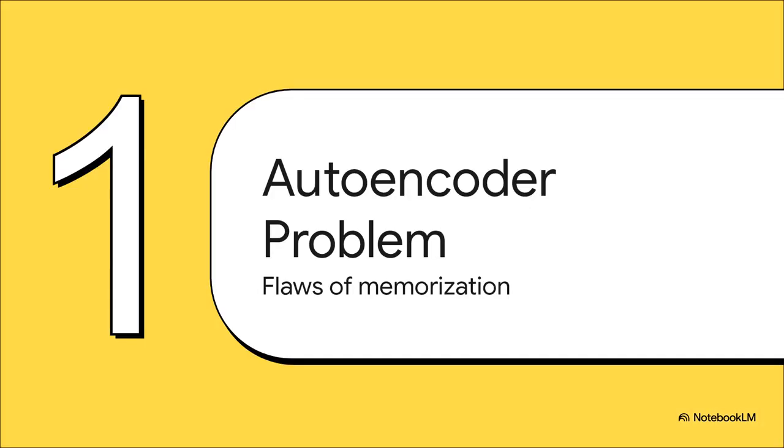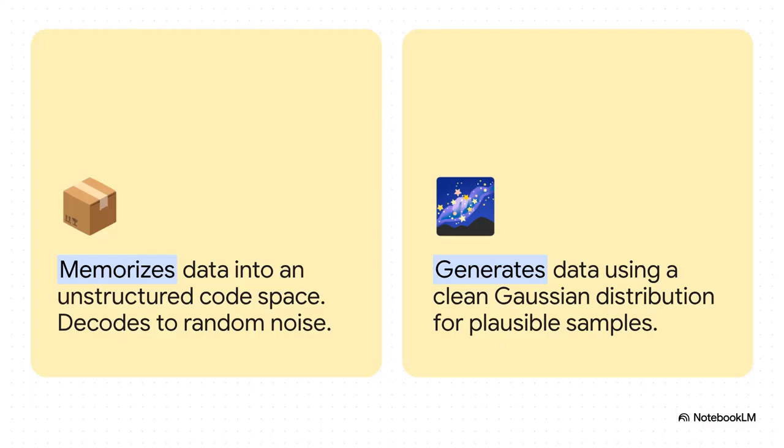Part 1. The autoencoder problem and the fatal flaws of memorization. To really grasp why a VAE is such a game changer, we first have to look at why a plain old traditional autoencoder totally fails at generating new content. Imagine a standard autoencoder crushing a 784-pixel image of a handwritten digit down to just 16 numbers, and then rebuilding it. It does this perfectly, right? But it does it by simply memorizing the input data. And that is its fatal flaw.